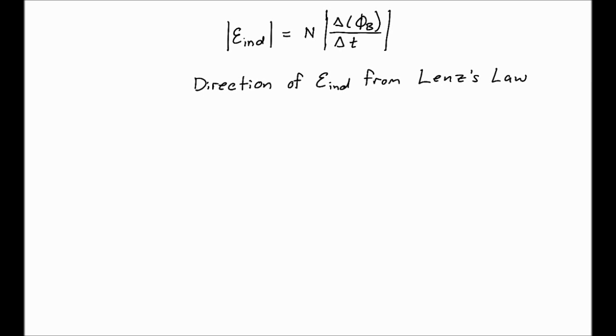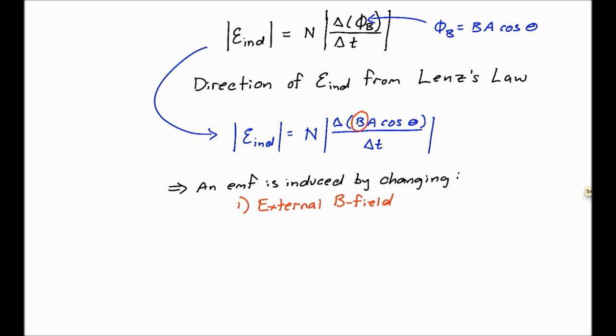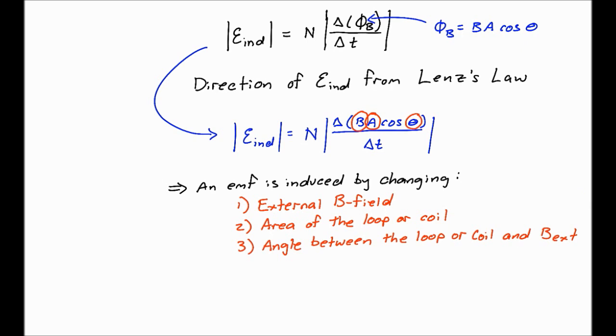Let's take a closer look at Faraday's law first. Substituting in the equation for flux, then we can write Faraday's law this way, which is very often how we'll apply the equation. By looking at the equation this way, we can see the three ways that were mentioned in the previous module to induce an EMF. An EMF is induced by changing the external B field, the area of the loop or coil, and the angle between the coil and the external B field. We'll deal with each of these one at a time, starting with the changing external B field method.